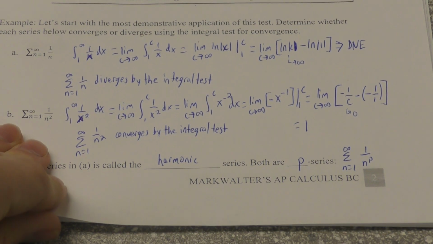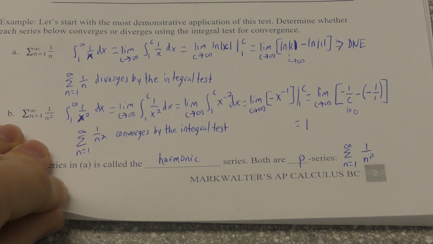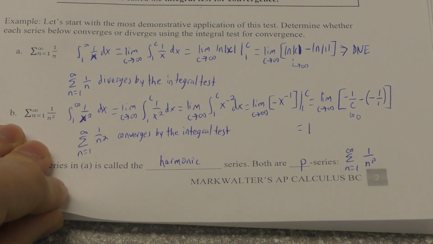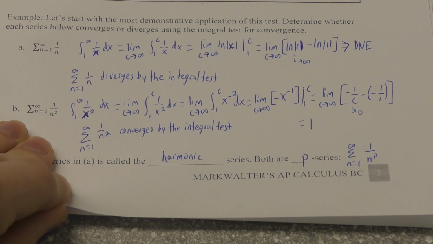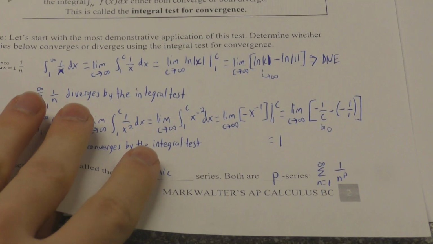All right, p is some positive real number there. I guess technically it could be negative. It could be a real number anywhere. All right. Wait, I lied. It can't be negative. Positive real number.